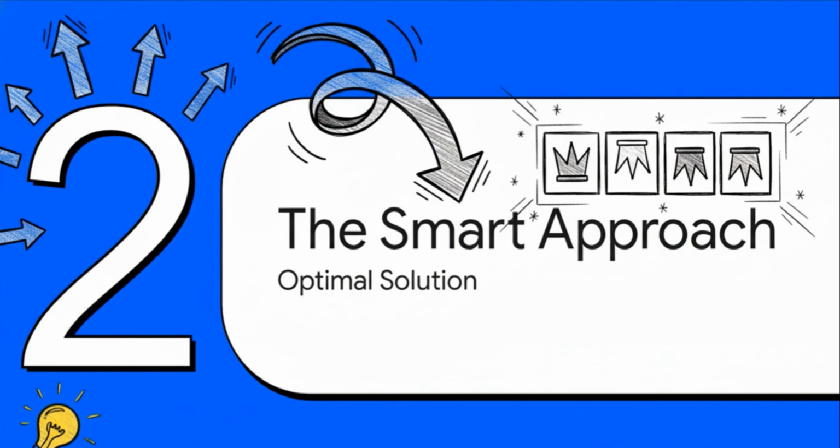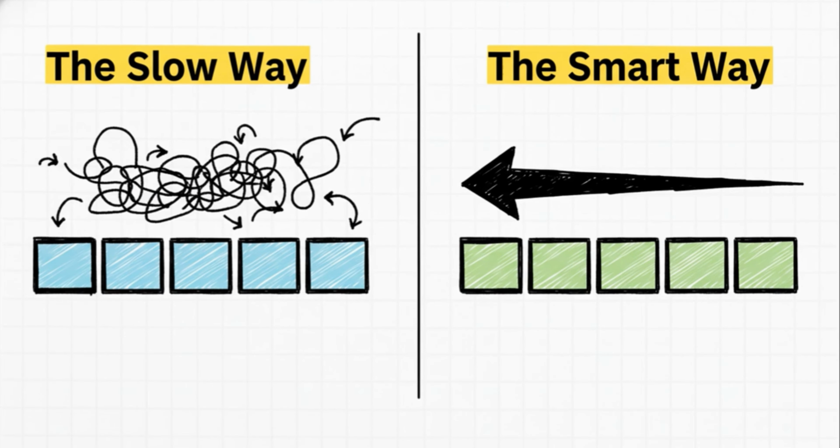And that brings us to the smart approach. This is where we flip the whole problem on its head and find a much more elegant way to solve it. So what's the big secret? It's this one simple idea. Instead of starting from the left and looking to your right over and over again, what if we start from the right end of the array and move left? I know it sounds simple, but this one change is the entire key to solving this efficiently.